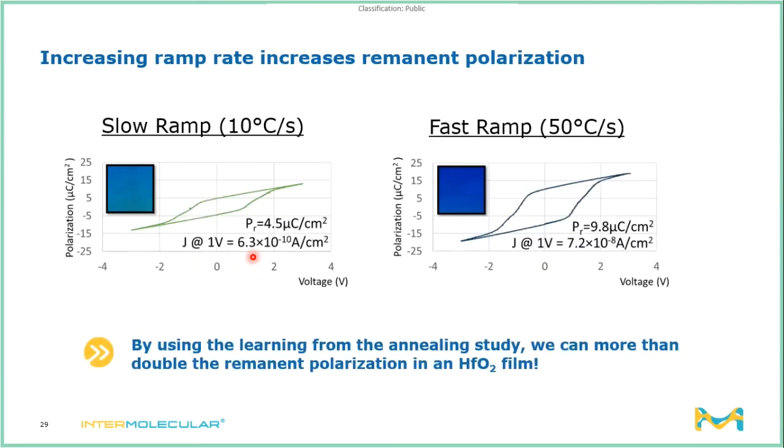This diagram shows that this is in fact the case. When we test the ferroelectric performance of a sample that we annealed at a slow ramp rate versus one that we annealed at a fast ramp rate, we're able to increase the remnant polarization by more than a factor of 2 by annealing it at a much quicker ramp rate. And so by using the learning from this annealing study, we're able to have a dramatically improved device performance in a capacitor stack.